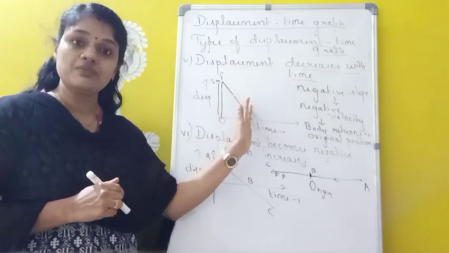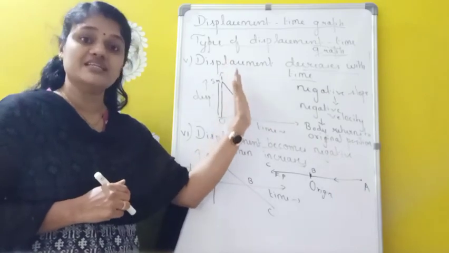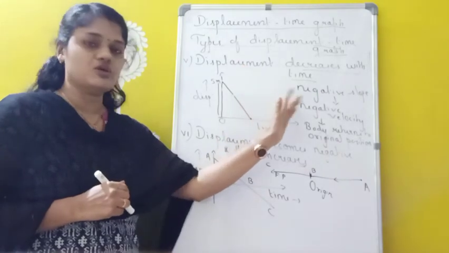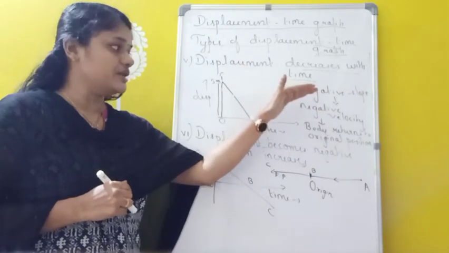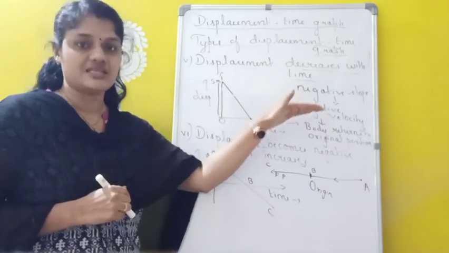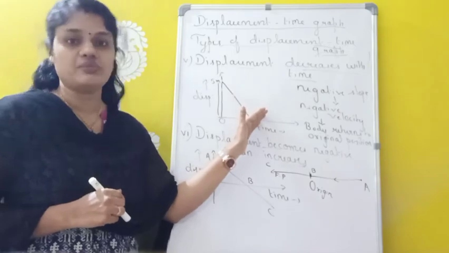So from here we are getting the slope as negative. Negative slope means we are getting negative velocity, because here displacement is decreasing with time. So whenever displacement is decreasing with time, what about velocity? Velocity is negative. That means negative slope. Velocity is negative, and this body comes back to the initial position with uniform velocity.